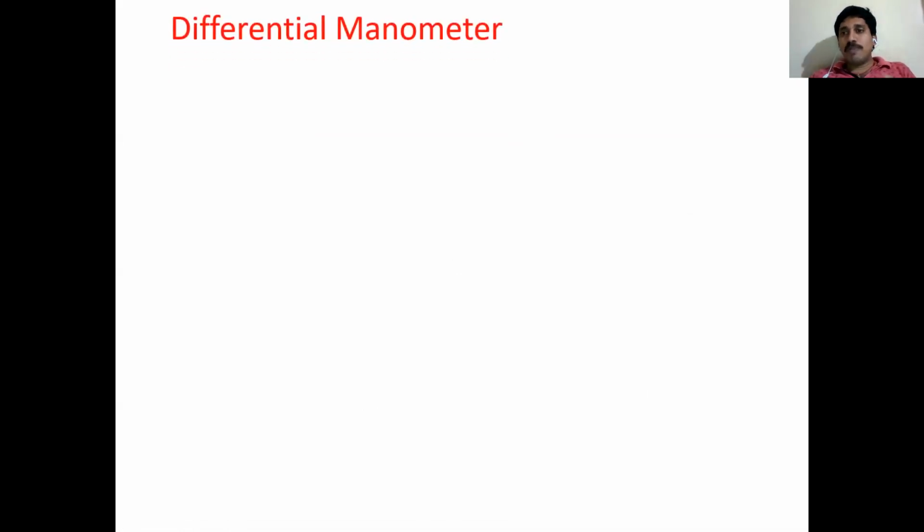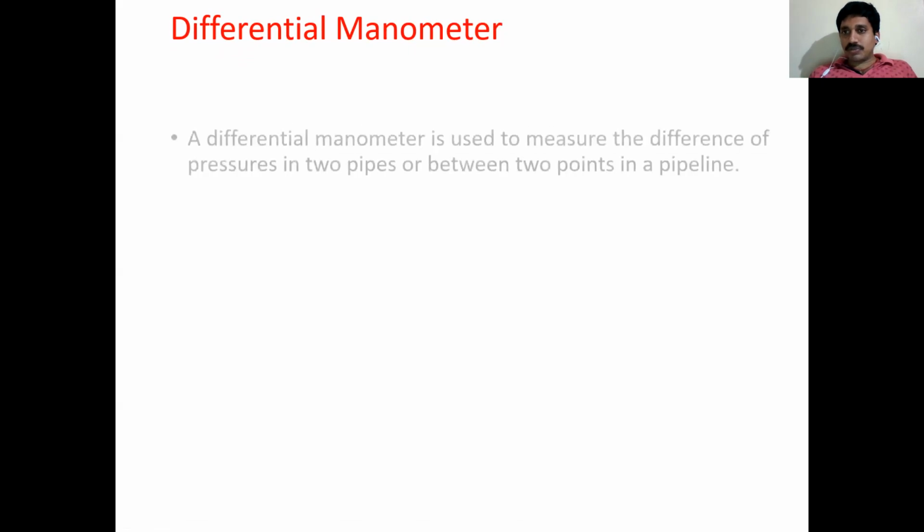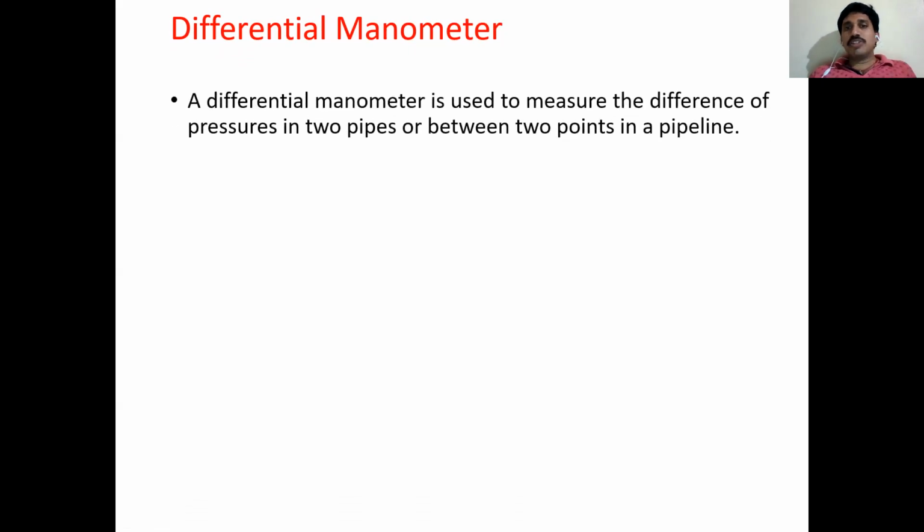A differential manometer is a device which is used for measuring pressure between 2 points in a pipeline, or directly between two pipelines. Same thing I mentioned on the bullet. A differential manometer is used to measure the difference of pressure in two pipes or between 2 points in a pipeline.